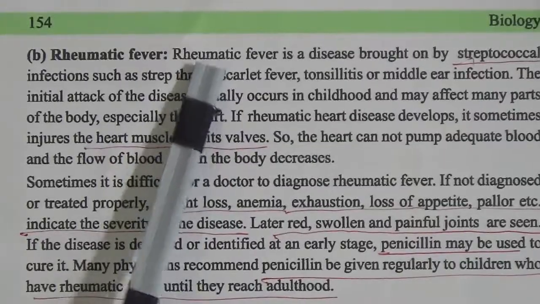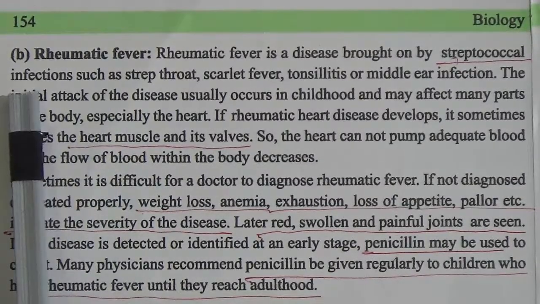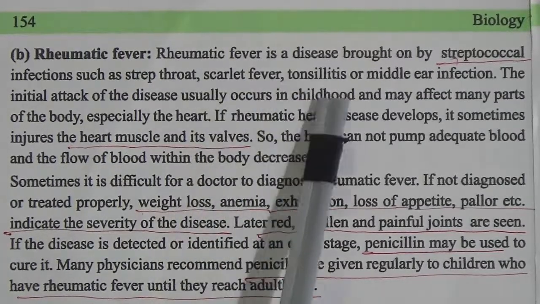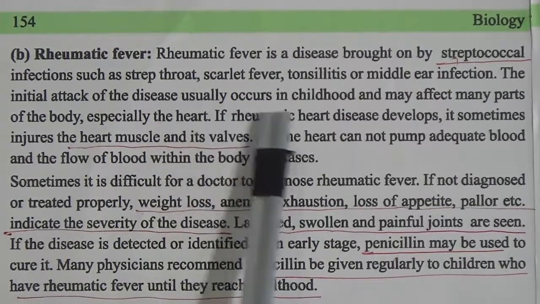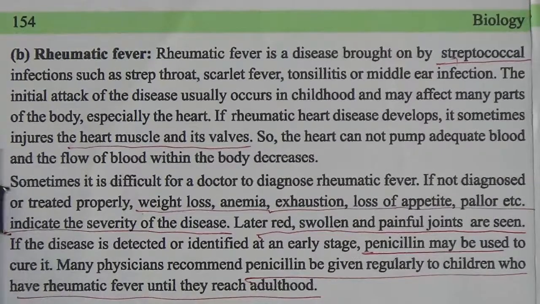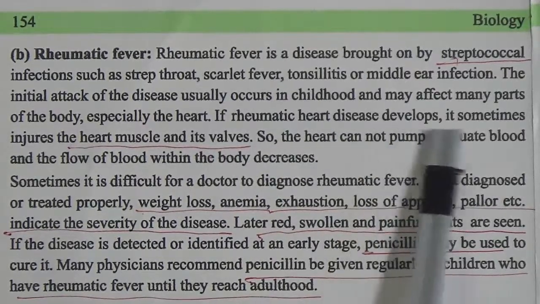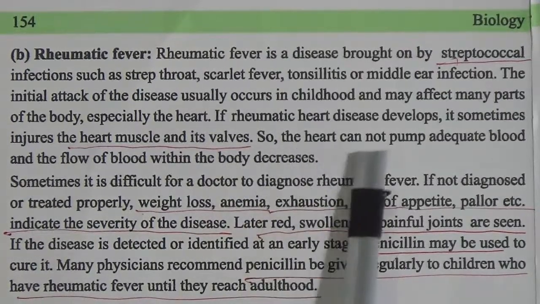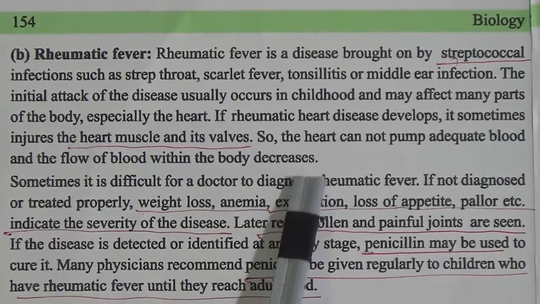Now come to rheumatic fever. Rheumatic fever is a disease brought on by Streptococcal infections. This is a bacterial disease, and it follows bacterial infections such as sore throat, scarlet fever, and tonsillitis or middle ear infection. The initial attacks of the disease usually occur in childhood and may affect many parts of the body, especially the heart. If rheumatic heart disease develops, sometimes it injures the heart muscle and its valves, so the heart cannot pump adequate blood and the flow of blood within the body decreases.